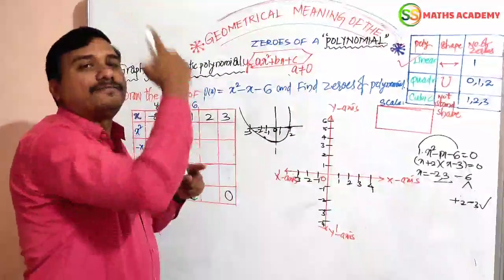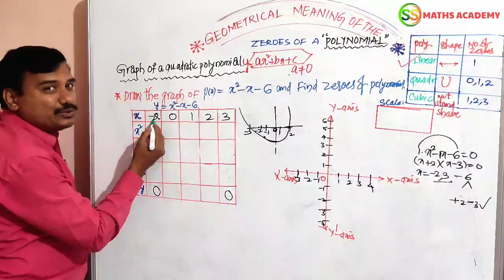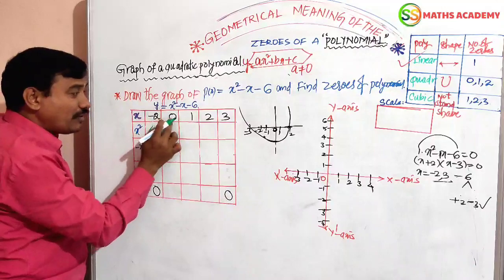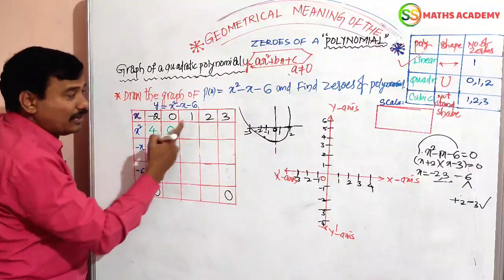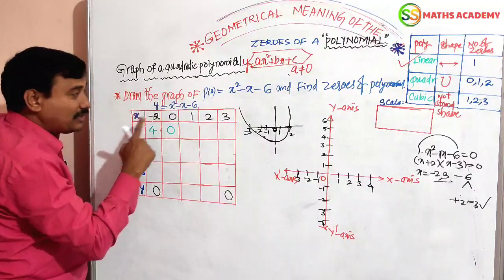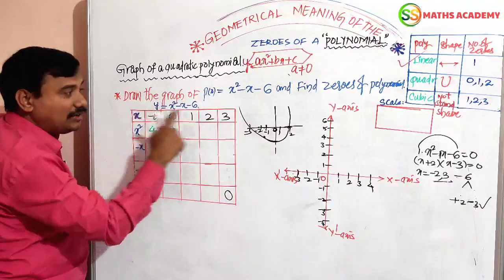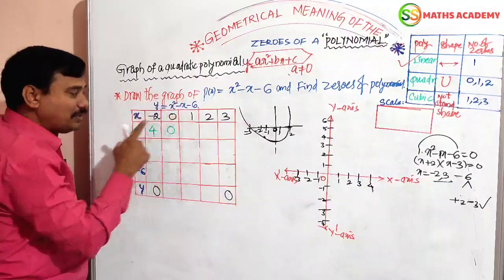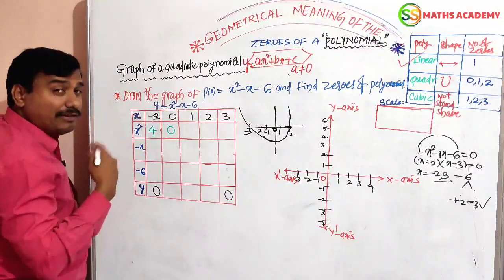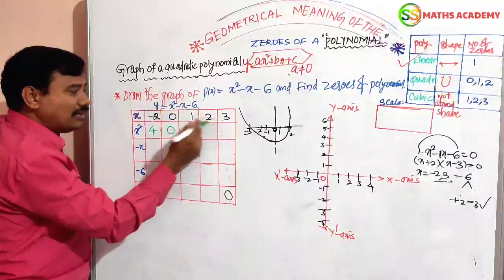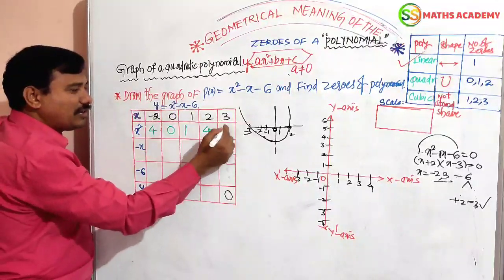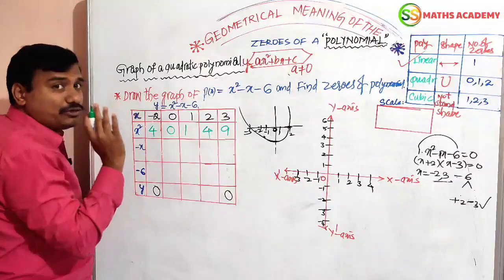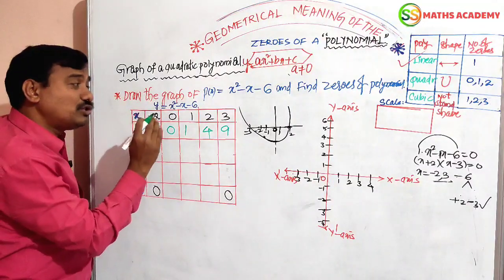That is your parabola. x square: minus 2 square is 4, 0 square is 0. In the place of x we have to substitute these values, and we get the y value, right? Like that, in the place of x I am going to substitute 1. I will get 1 square 1, 2 square 4, 3 square 9. Once again, my dear friends, in the place of x we are taking the values minus 2, 0, 1, 2, 3.